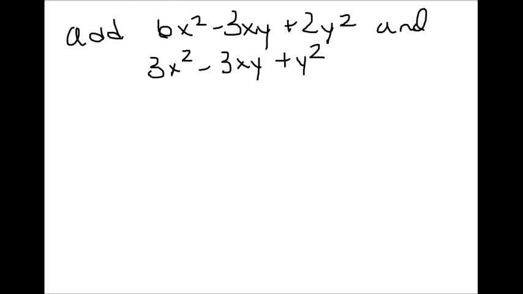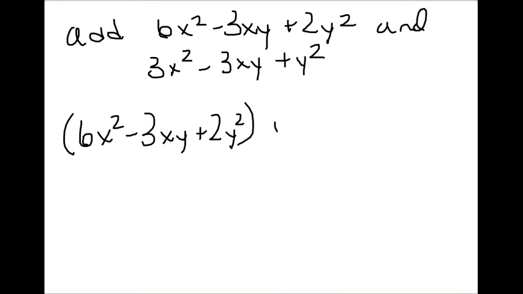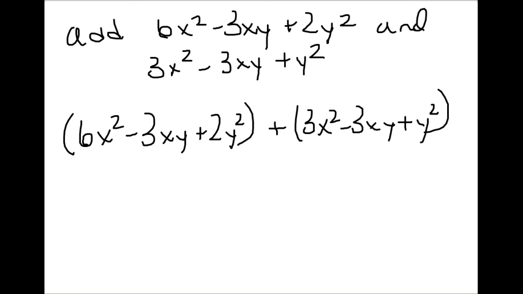Well, what if I don't like writing them one on top of the other, stacked like that? Or what if it's not given to me in that way? Well, what I can do is I can do 6x squared minus 3xy plus 2y squared plus 3x squared minus 3xy plus y squared. And since this is addition, I don't have to change any signs. So now I can just go ahead and find my like terms and combine them.